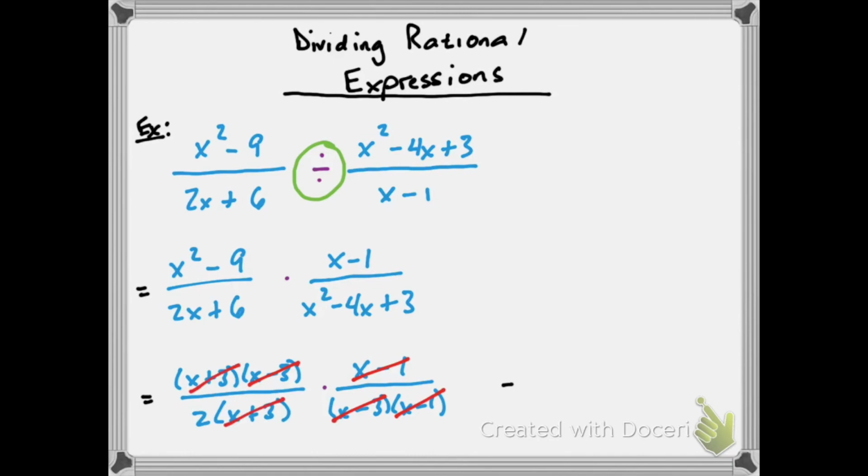Looks like almost everything canceled out here, and we're just left with 1 on the top and 2 on the bottom. So this fraction simplifies to 1/2.